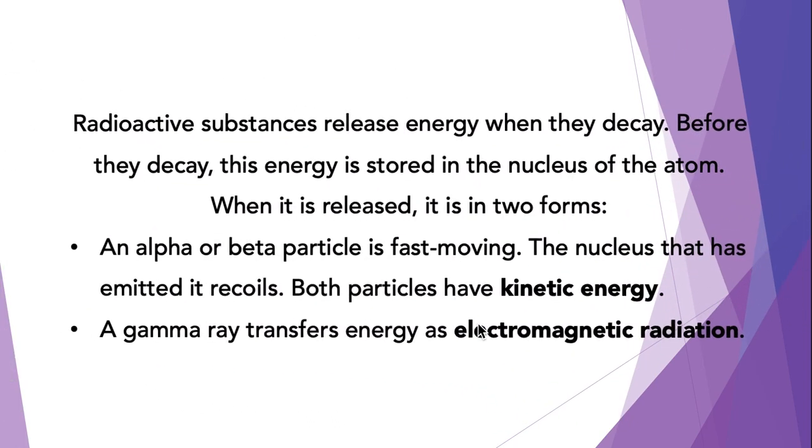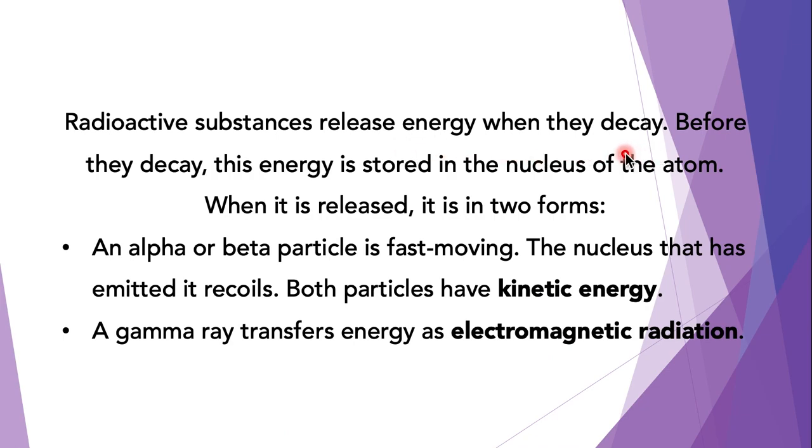So radioactive substances release energy when they decay. But before they decay, this energy is stored in the nucleus of the atom. So when it is released, it is in two forms. An alpha or beta particle is fast moving, so the nucleus that has emitted it recoils. Both have kinetic energy. What we are trying to say here is that when alpha or beta particles are released from a nucleus, two different forms of energy are also released. Before they decay, the nucleus of the atom stores energy, and this energy is released when the decay occurs.